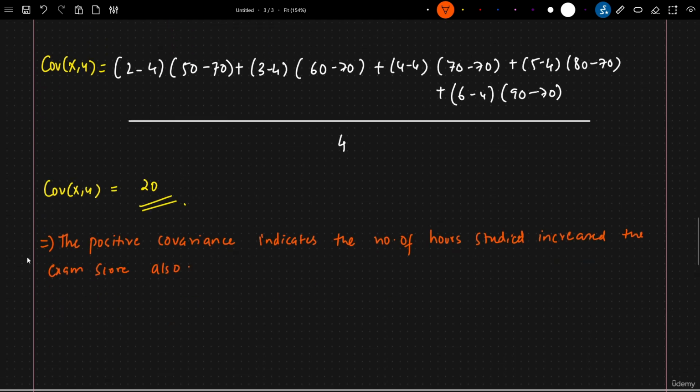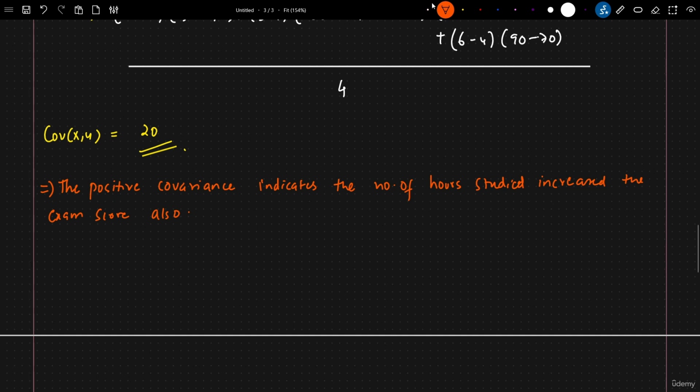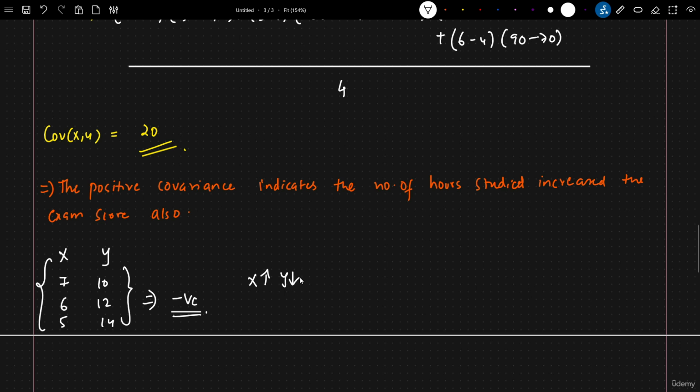Let's say I also have some data like this, with x and y. Consider that I have 7, 10, then 6, 12, and 5, 14. Just go ahead and calculate the covariance for this, and you will get a negative value. This indicates that when x is increasing, y is decreasing, and when y is increasing, x is decreasing. If it follows this relationship, you get a negative covariance. I hope you got an idea about what exactly covariance is and how we use it.